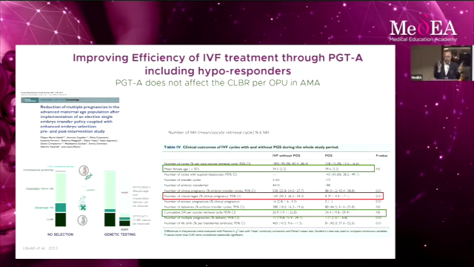We want to reduce the number of embryo transfers. We want to select the embryo with high implantation potential, and we want to improve the chance of success per embryo transfer. This is our policy. And we published this paper in 2015.